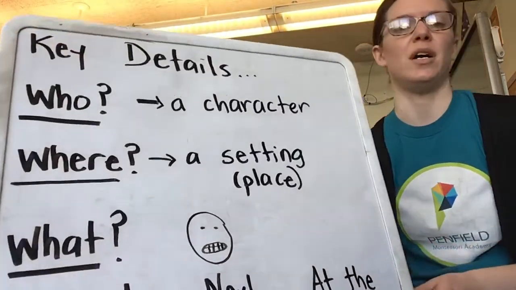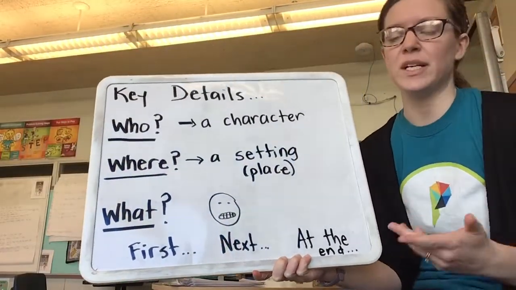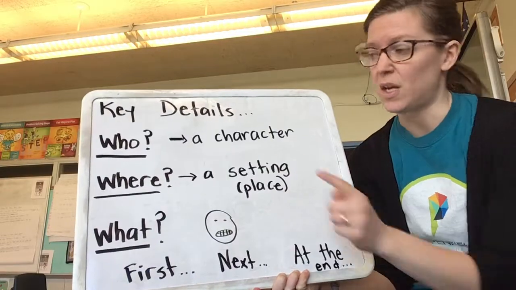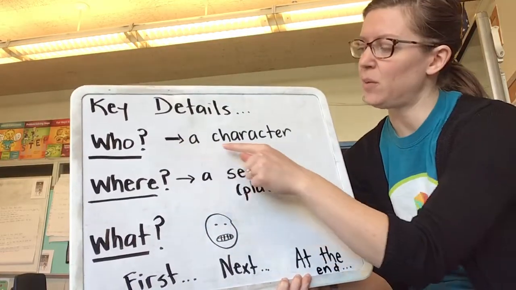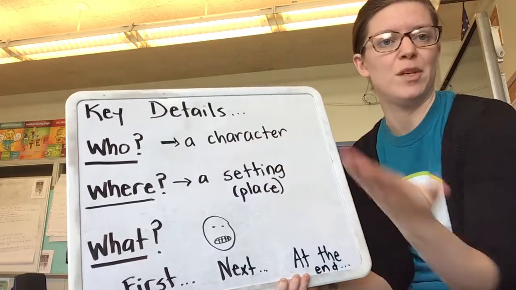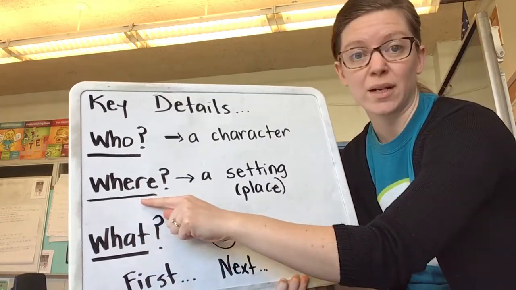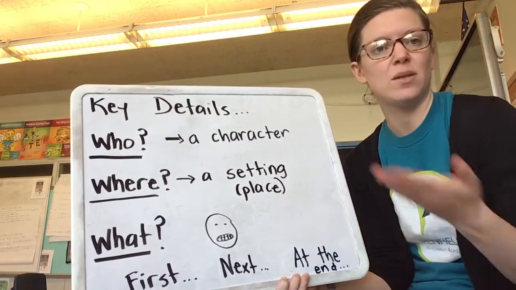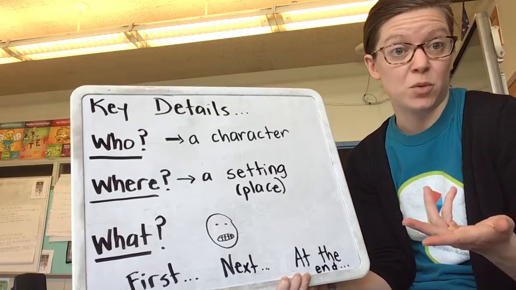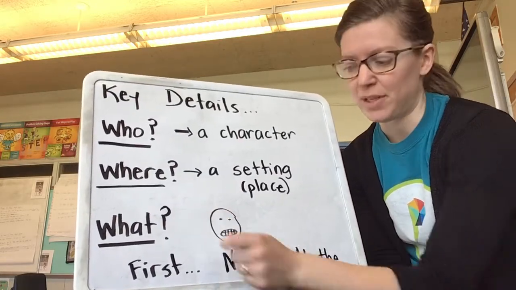So today I wanted to remind you that we've done a lot of work this year on finding the key details in our fictional stories. So over the next few days, we'll be reading fictional stories and we'll be looking for who the book is about. And we know that our answer will be a character, maybe a person, maybe an animal. We're also going to be looking for where the book takes place. And our answer will be a setting or a place where the story is happening. Sometimes there's more than one setting.